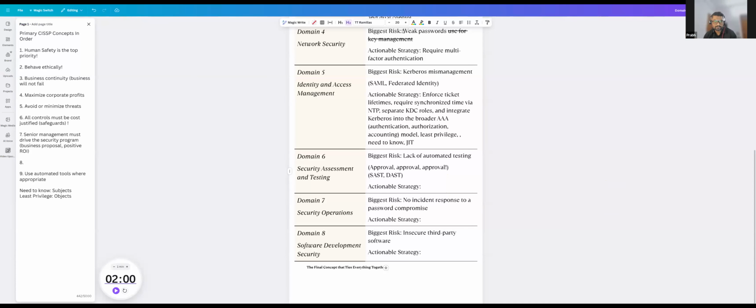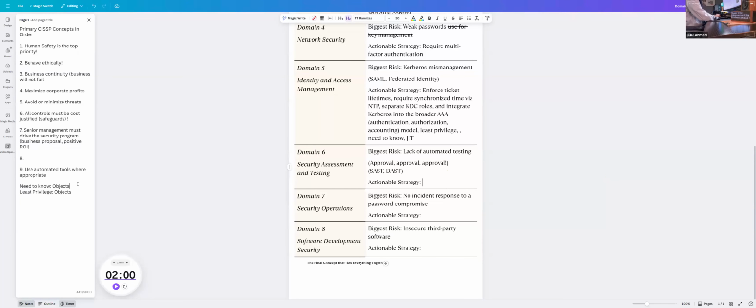Faisal said something really good. He said due diligence is need to know, a broader perspective, and due care is least privilege, a more granular and immediate fix. I like that one. But also, like the example, need to know is on the object, and least privilege is on the subject. Right? Is that what you said? Need to know is basically on the object. Least privilege is on the subject. Yes, yes, object, object.